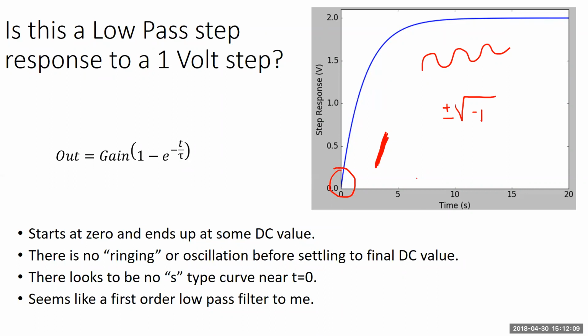The second orders all have, and I'm going to exaggerate, they all have kind of like this, what you might call, takes a little while and then it gets going, like an S shape, all right? But starts at 0, ends up at some DC value. No ringing. There's no S-type curve. And it'll be easier to see when I show you a second order system. So I am postulating that this is a first order system until there's some evidence to the contrary, because we're trying to identify this system based on some measured data, right? I'll just leave it at that.